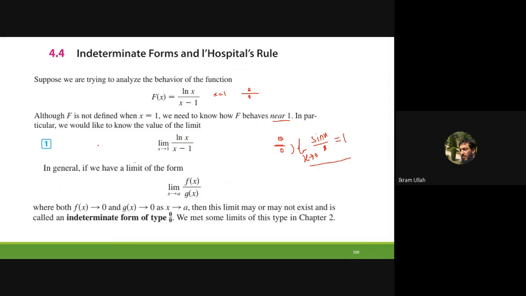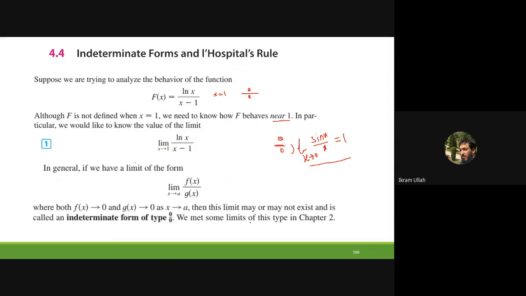In general, we can say we have a limit of the form limit as x approaches a of f(x) by g(x), where both f(x) approaches 0 and g(x) approaches 0, as in the previous case, when x approaches 1, f(x) approaches 0 and g(x) again approaches 0. Then this limit may or may not exist, and it is called an indeterminate form of type 0 by 0, because by applying this limit we get the 0 by 0 form.